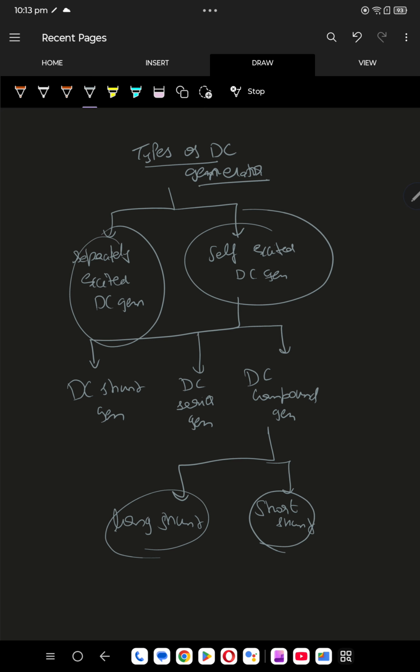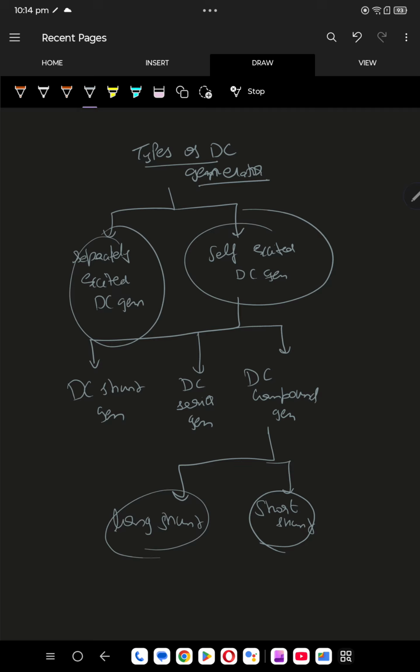Let me just quickly summarize again. Based on excitation, there are two classifications: self-excited and separately excited. In separately excited, we use an external source to excite the field coil. In self-excited, whatever EMF is generated, some part of it is taken back to excite the field coil. That self-excited is divided into three parts again: DC shunt generator, DC series generator, and DC compound generator. In DC shunt generator, the field coil and armature coil are parallel to each other.